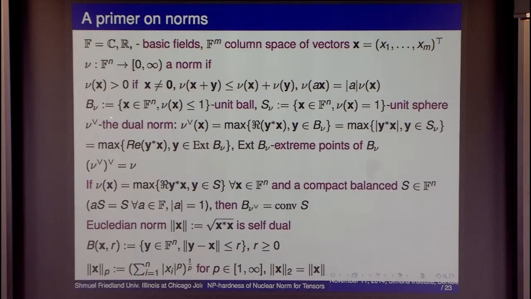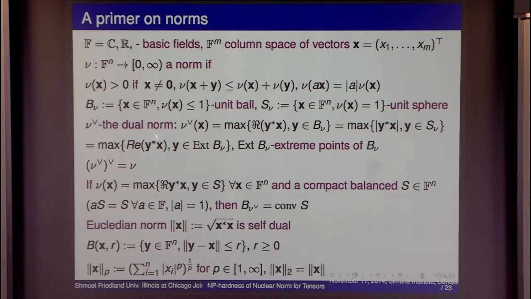Now, in this talk, it's very important to talk about the dual norm. If everything is real, then y* is just y transpose, but if it's over complex, y* is the conjugate transpose. So the dual norm is just the maximum of the real part of y*x when y is over B_ν. Because I can multiply by a phase, or for reals by plus or minus 1, you can assume that it's already an absolute value.